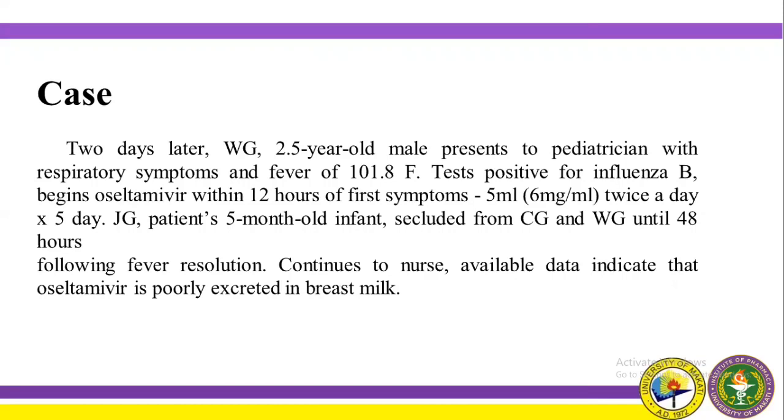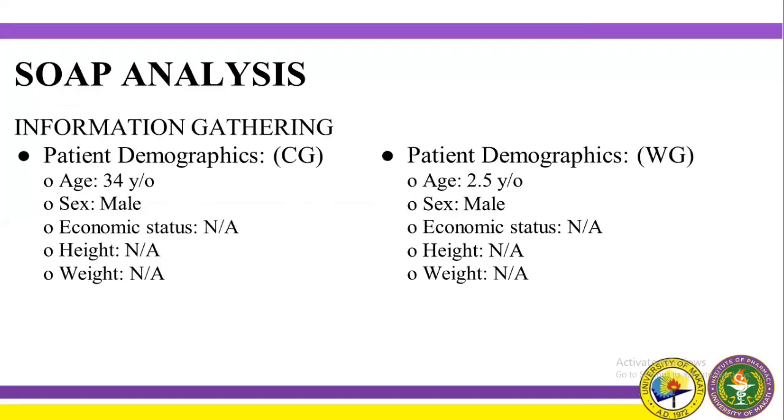Two days later, WG, a 2.5-year-old male, presents to the pediatrician with respiratory symptoms and a fever of 101.8 Fahrenheit. He tests positive for influenza B and begins oseltamivir within 12 hours of first symptoms, 5 ml of 6 milligrams per ml twice a day for 5 days. And JG, a 5-month-old infant, is secluded from CG and WG until 48 hours following fever resolution. She continues to nurse; available data indicate that oseltamivir is poorly excreted in breast milk.